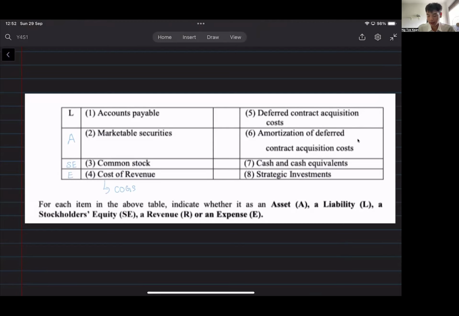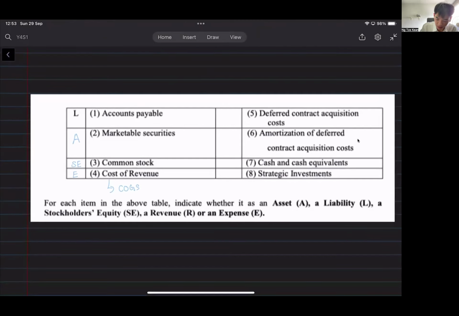For number five, the deferred contract acquisition costs. So the first time in which I was doing this tutorial, I got this question wrong as well. And what a DAC is, it allows the company to actually defer the cost of sales associated with acquiring new customers. And by deferring this cost, it becomes an asset for this company. So we would classify five as an asset.